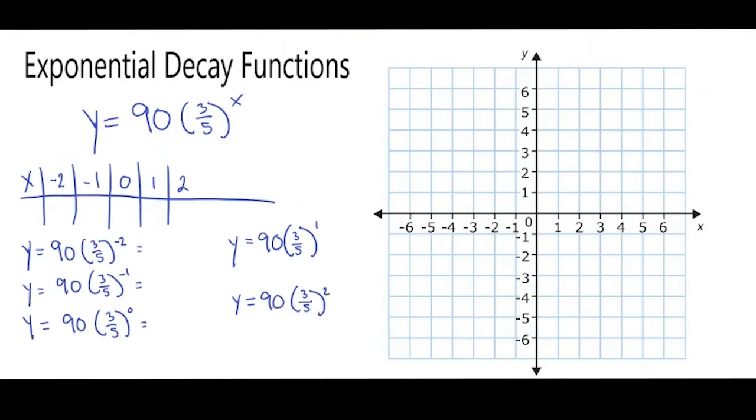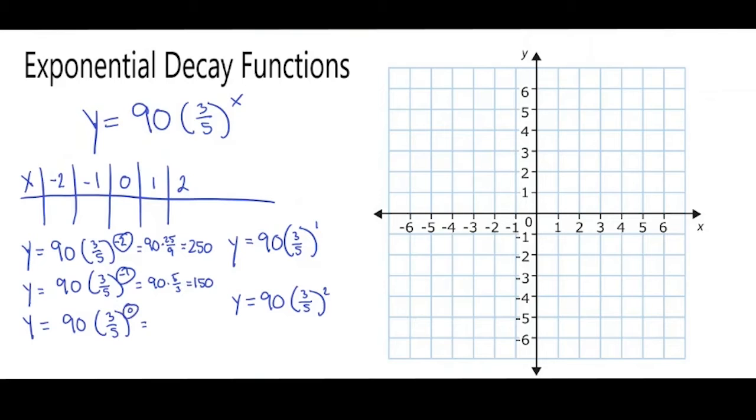Well, we know that if we have a negative exponent, as we have here with the -2, we flip the fraction and then square it. So that'll be 90 times 25 over 9. Well, we multiply the 90 times 25 and then divide by 9, which is 250. Next, because of the -1, I will flip my fraction, and that becomes 90 times 5 over 3, which is 150. You'll notice these numbers are really big.